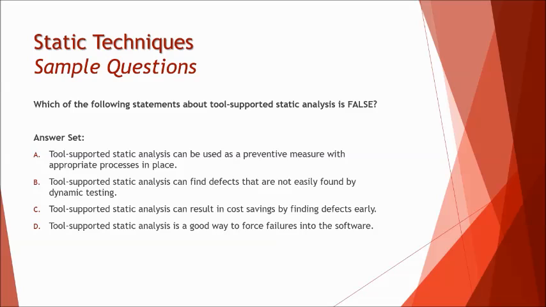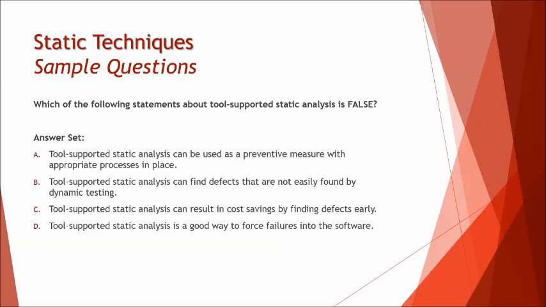That's a true statement. B, tool supported static analysis can find defects that are not easily found by dynamic testing. Yes, we just recently covered that in the previous tutorial. C, tool supported static analysis can result in cost saving by finding defects early. That's another statement which is true. But what we are looking for is false. In the question it says which one of these statements is false, and we are left with D.